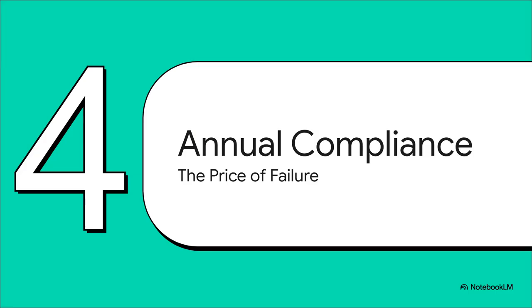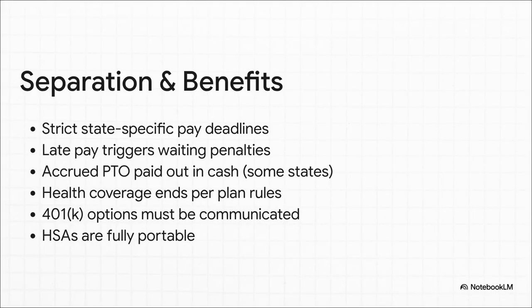Finally, Pillar 4, separation and annual compliance. The price of failure. When an employee leaves, HR has to alert payroll, IT, finance, and benefits immediately. Why the rush? Because missing a final pay deadline is brutally expensive. States like California and Colorado demand same-day final pay for involuntary terminations.